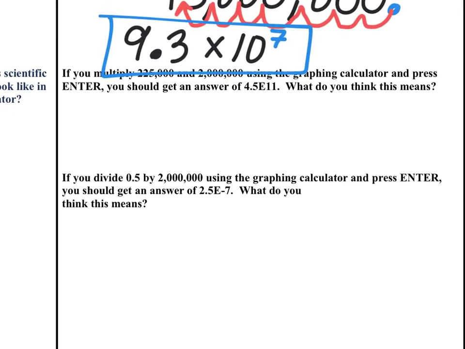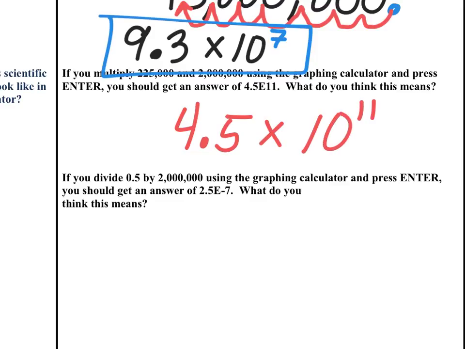If you multiply, go ahead and do this. If you multiply 225,000 and 2 million in your graphing calculator and press enter, you'll get 4.5 E11. Would you type that in, see it on your screen? Times 10 to the 11. Yeah, exactly. That is spoken mathematically correct. That's even more impressive. 4.5 times 10 to the 11.